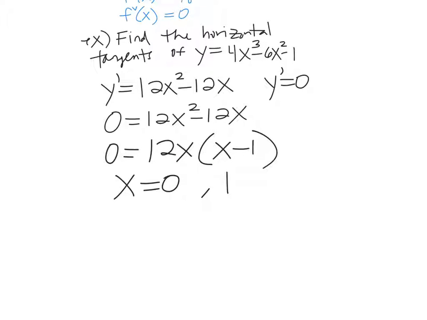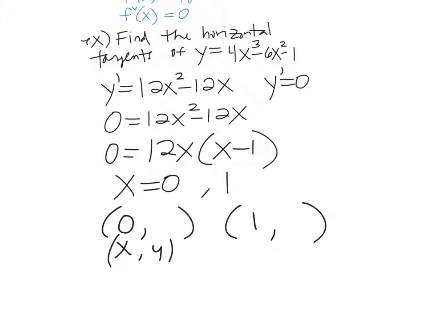And so my horizontal tangents would be at the points. Take 0, plug it back into your function. No, you need y. So this is x and y. You don't want y prime. Y prime is not the y value here. So you get negative 1, and then take 1 and plug it in, and you get 4 minus 6 minus 1, negative 3.